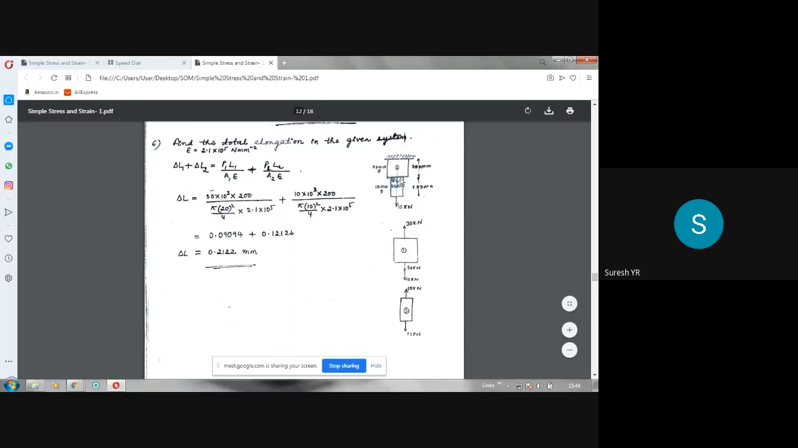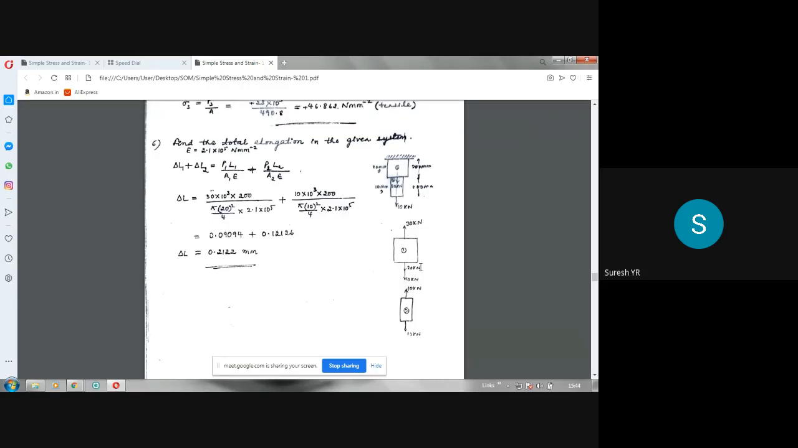Plus, in both the cases it is elongation only, because both the portions are subjected to tensile force only. So for the second portion of the bar, P is 10 kilonewton. So 10 into 10 power 3 into length of this portion is 200 mm divided by pi into d square by 4. So pi into 10 square by 4. Diameter of this is 10 mm into E value same 2.1 into 10 power 5. Now if you simplify this, delta L1 you will get this, delta L2 you will get this. If you add, then you will get this total deformation in millimeters like this.